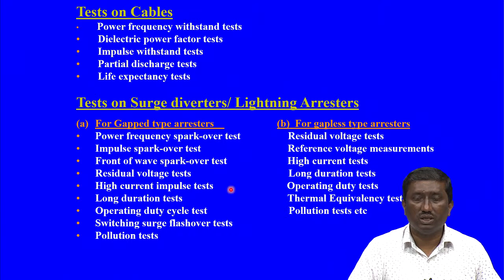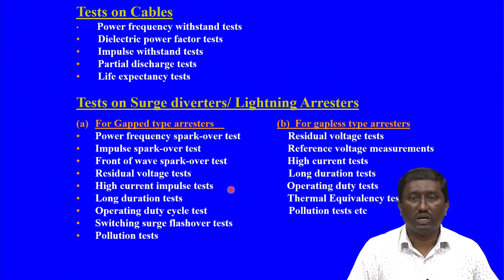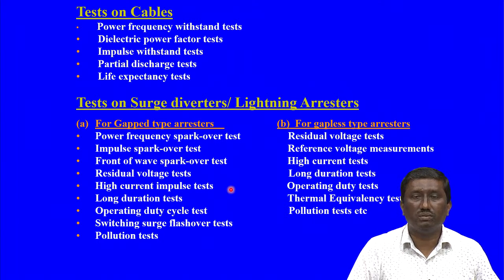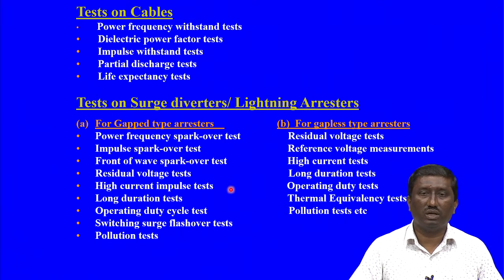Similarly, for switching surge, here again you have switching impulses which are generated and applied to the surge arrestor. Switching surges are basically of 30 by 60 microseconds, 30 being the front time and 60 microseconds being the tail time. So switching surges are applied to the arrestor and verified.